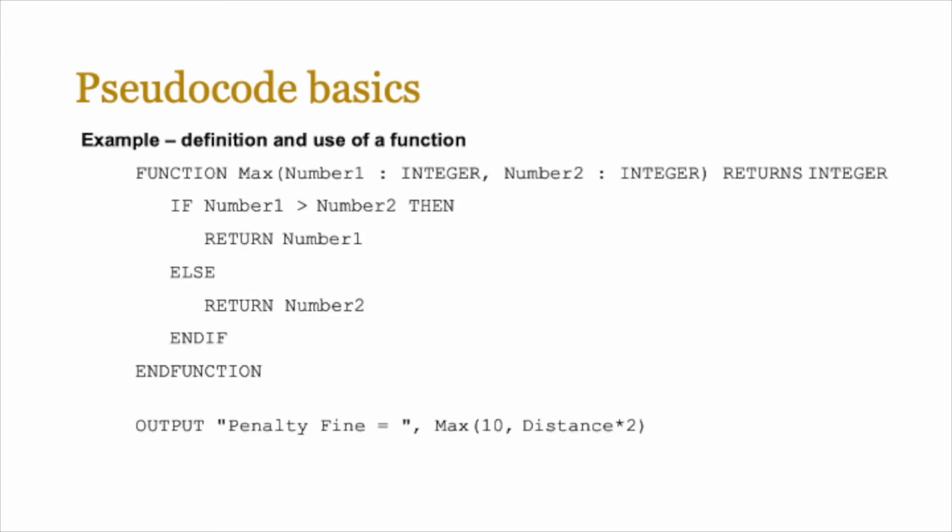And similar to procedures, you've got functions. Functions also use parameters, but they return a value back to the main program, whereas procedures do not return a value back to the main program. That's one difference between procedures and functions.